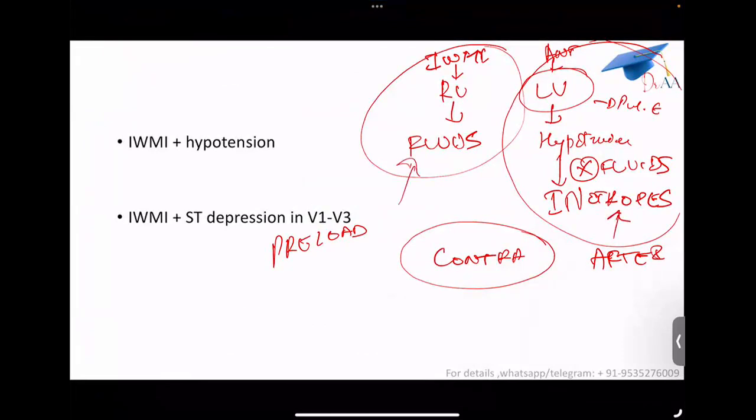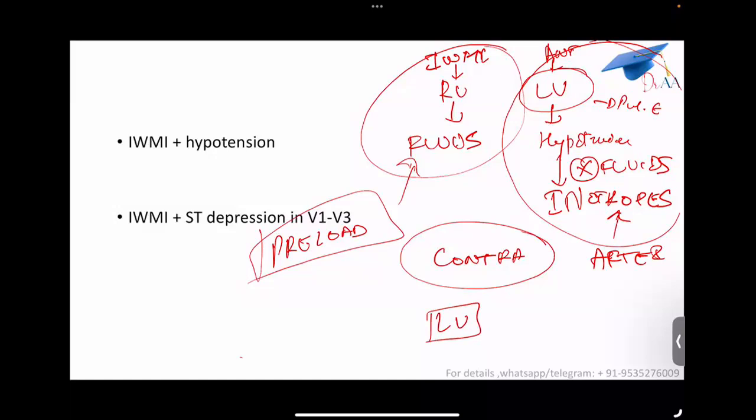In right ventricle infarction, the preload is affected. What do I mean by preload? The fluid which is coming to the left ventricle. We're just worried about the left ventricle, not the right ventricle, because the left ventricle is the one which determines the blood supply to different parts of the body. The amount of blood coming to the left ventricle is reduced, so we need to increase it.